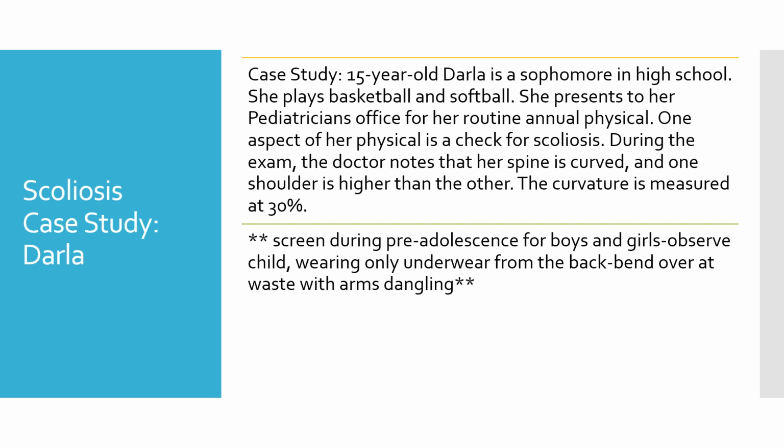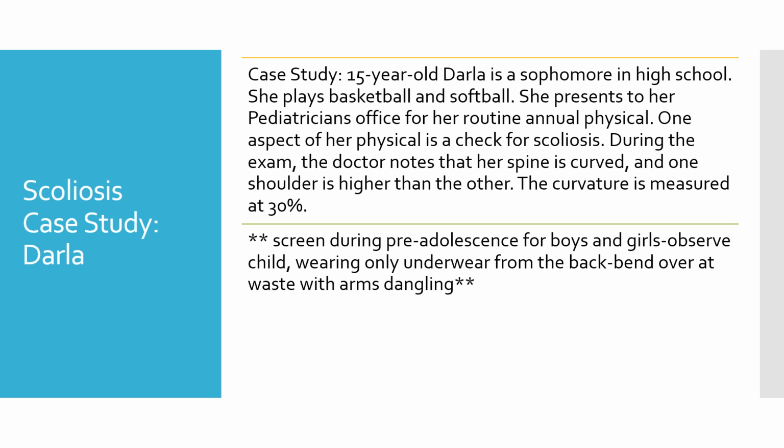So we're going to talk about Darla. She's 15 years old. She's a sophomore in high school. She plays basketball and softball. She presents to her pediatrician's office for her routine annual physical. One aspect of her physical is a check for scoliosis. So during the exam, the doctor notes that her spine is curved and one shoulder is higher than the other. The curvature is measured at 30%.